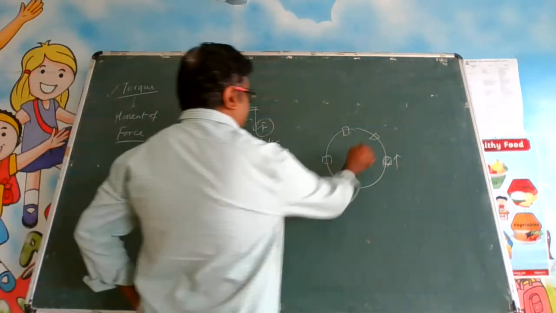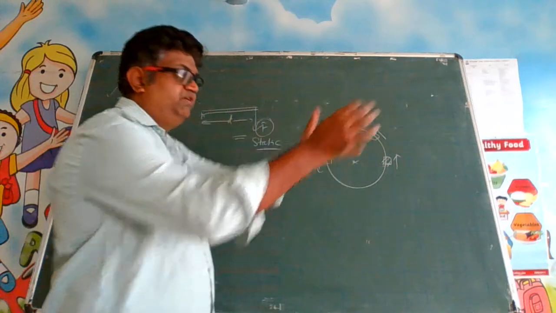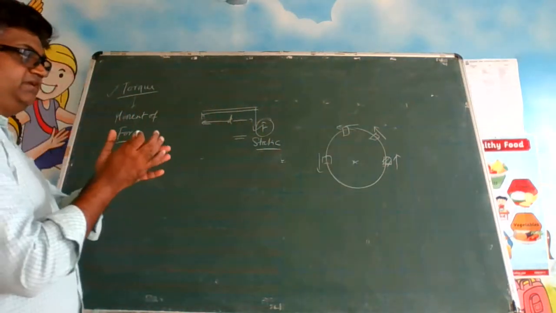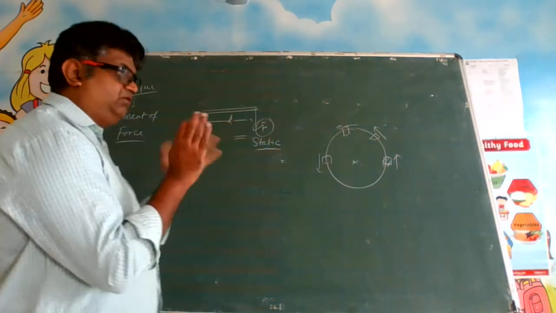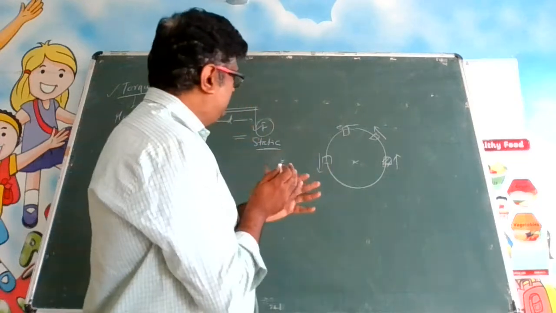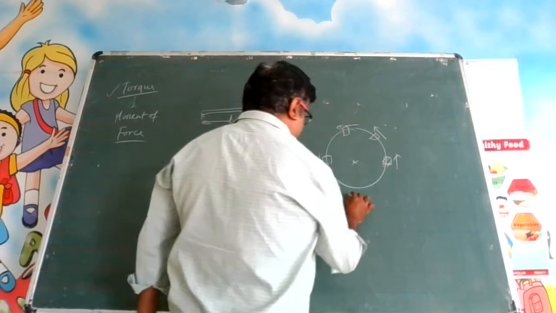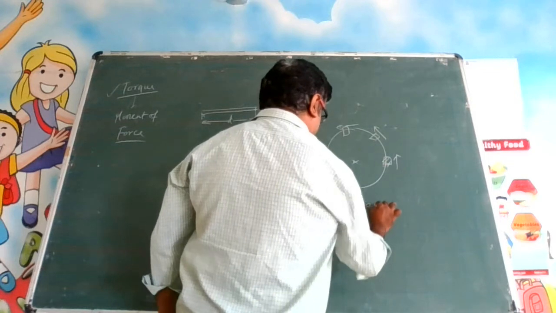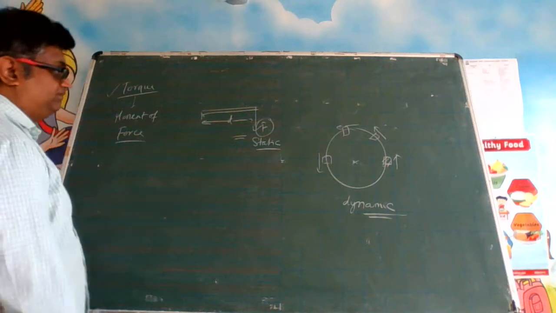So every time it is undergoing some force, because the mass is moving, which means it is undergoing some acceleration. It will have two types of acceleration. We will see that when we are discussing circular motion. But basically it is being subjected to a force which is dynamic in nature.